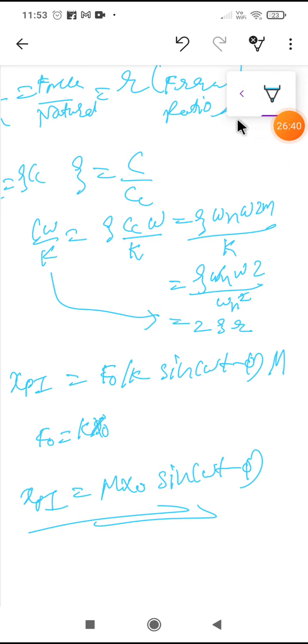So in the next lecture we'll see some vector representation and the magnification factor in detail. So thank you very much.